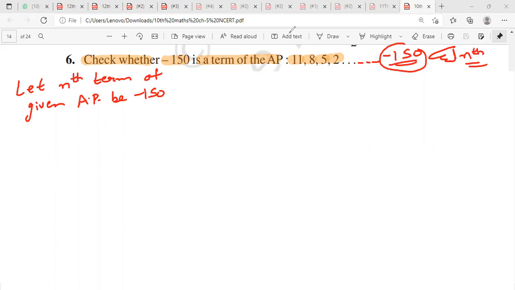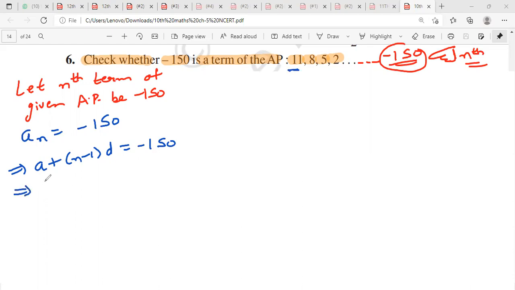It means we are saying that AN of this AP is equal to minus 150. Now AN means A plus N minus 1 into D. It is equal to minus 150. Now the value of A, that is the first term, is 11, plus N, we have to find. You have been asked this only: check whether minus 150 is a term of this AP.